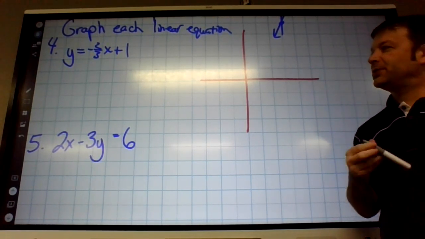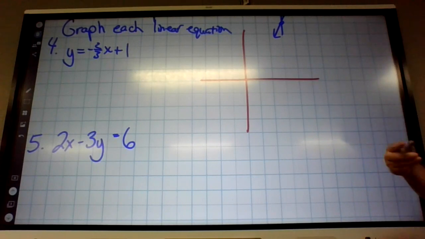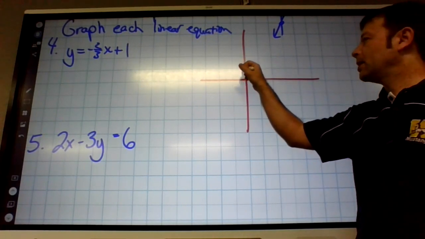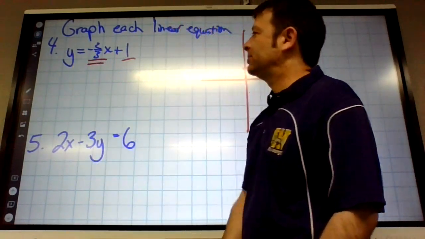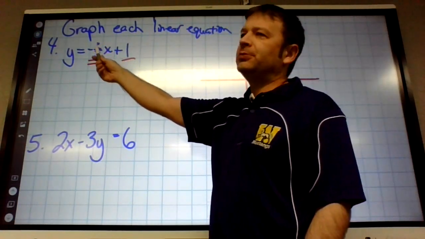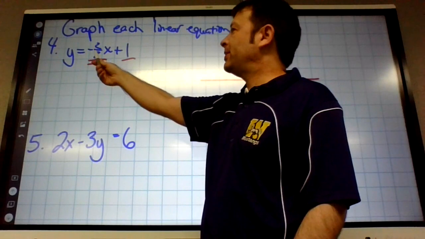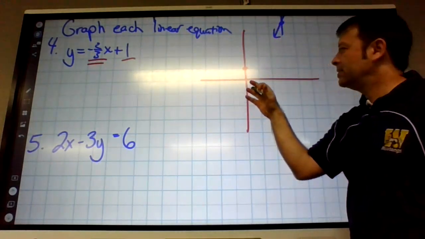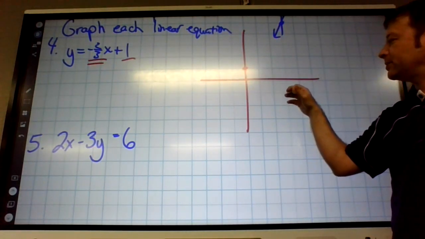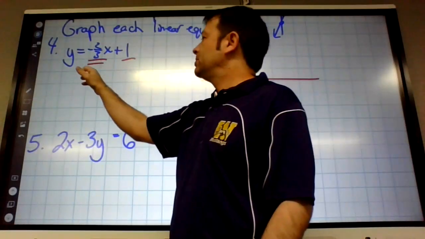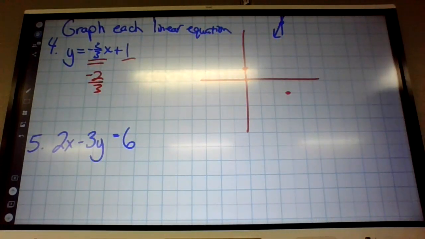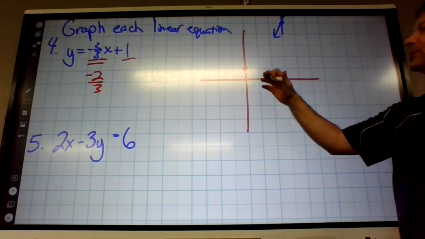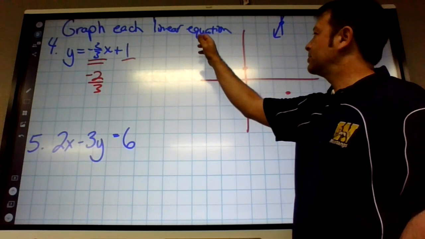Carrie, where are we gonna start this graph? And where are we gonna go from there? Down two, right three. So it's rise over run. So the rise is negative two. The run is positive three. Or you can go backwards. You can go up two, back three.